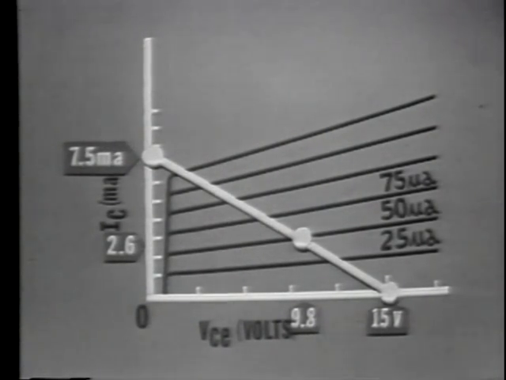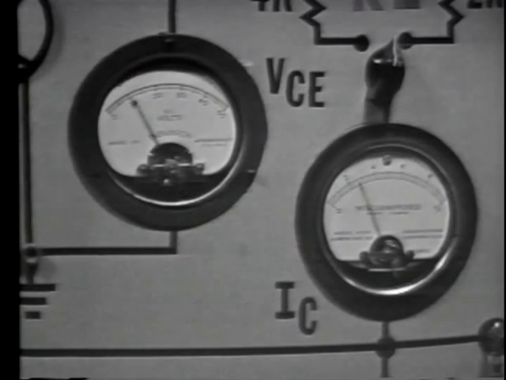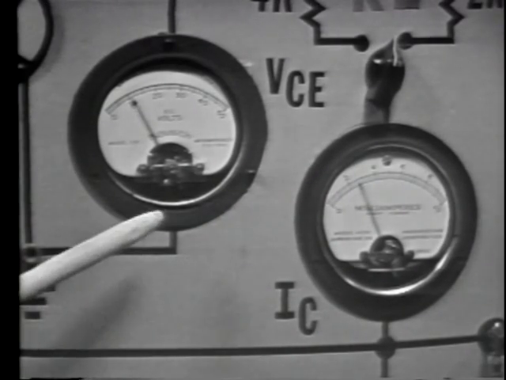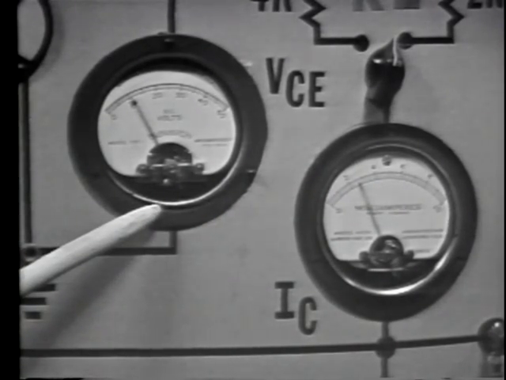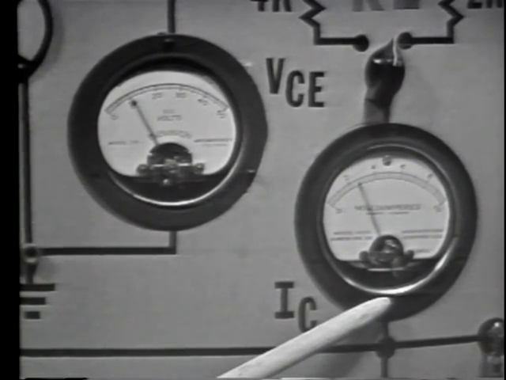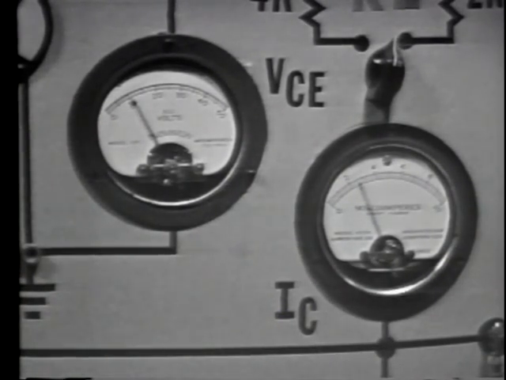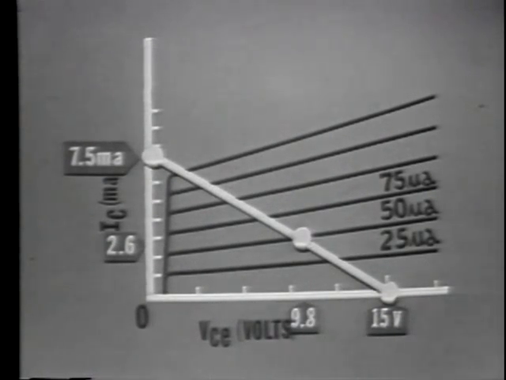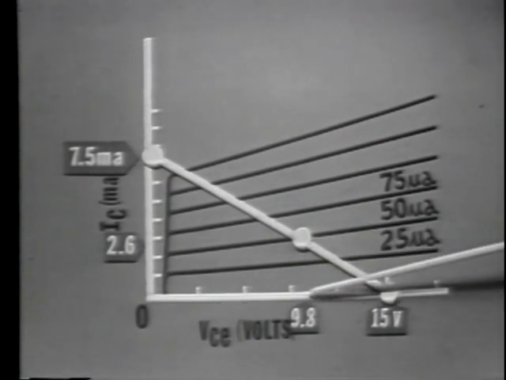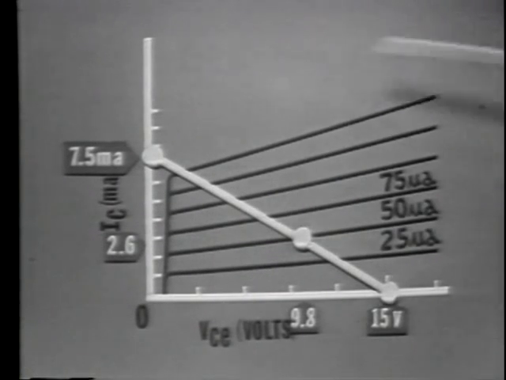With a base current of 50 microamps, the collector to emitter voltmeter reads 9.8 volts, and the collector current meter reads 2.6 milliamps. This is the current and voltage relationship of the transistor at the operating point. The actual circuit agrees with the curved values. With the load line drawn and the operating point determined, we're ready to apply an input. The input adds to and subtracts from the base current.